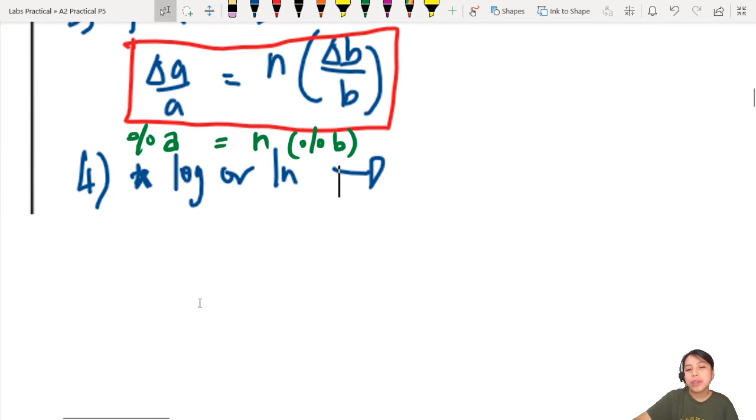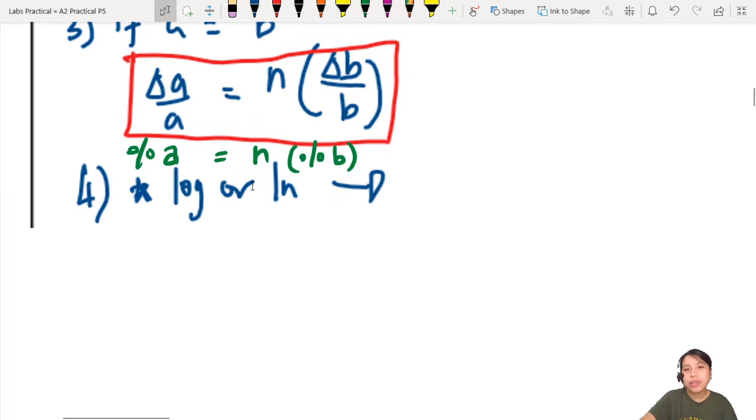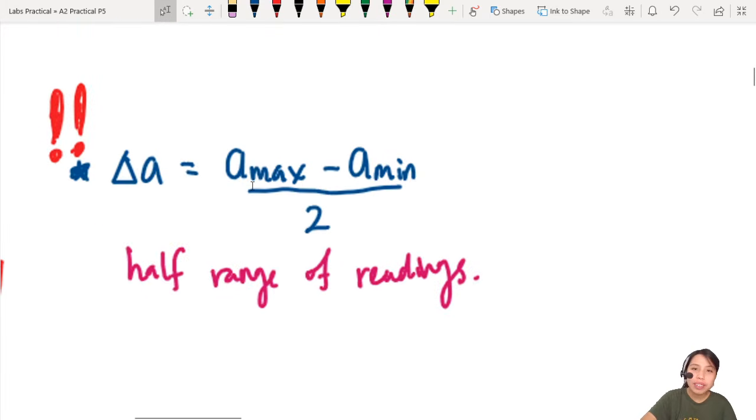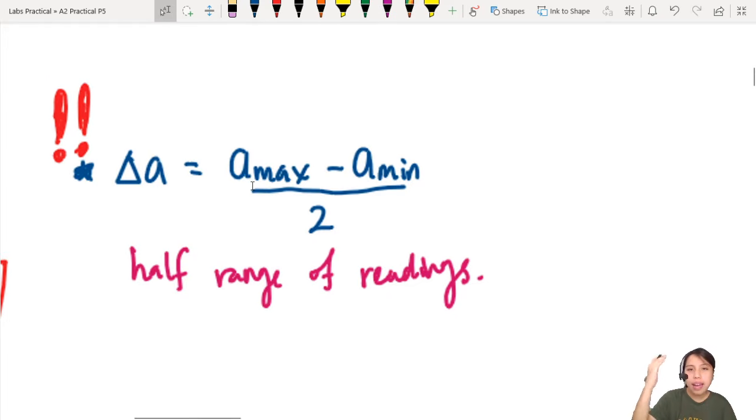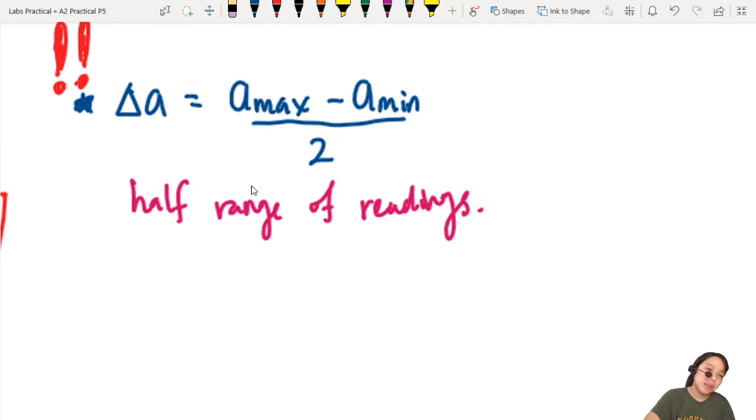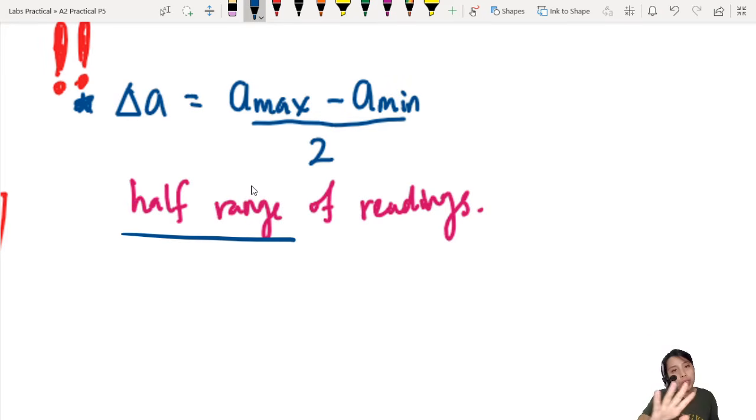Now, when you come across logs or lns, one method is to use the foolproof method, which is also seen before in AS, half the range. So if you want to find the uncertainty in the log value, you do maximum number minus minimum number divided by 2, half the range. In case you panic in your exam, just use this method. It'll take a while to press the calculator, but it will get you to where you want to go. So we're going to try both methods later when we come to a log question.